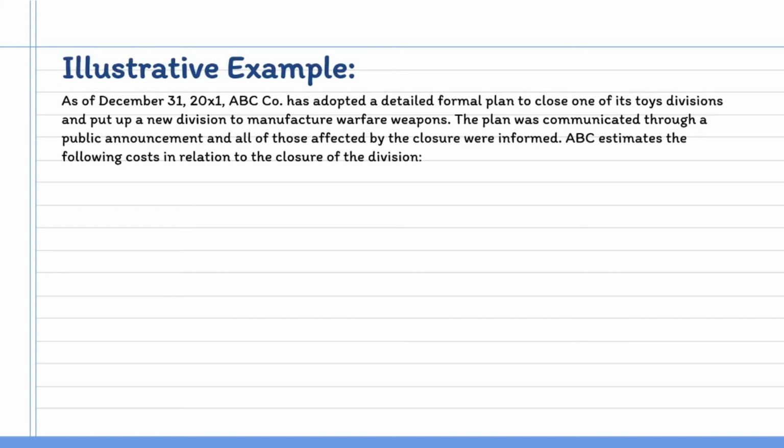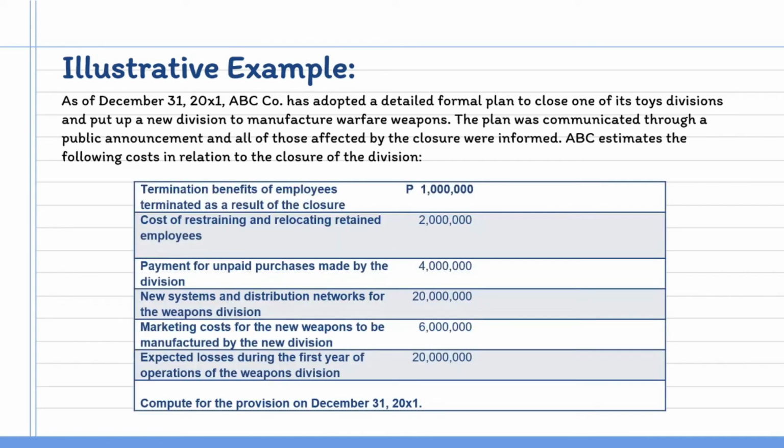Example. As of December 31, 20X1, ABC Co. has adopted a detailed formal plan to close one of its toy divisions and put up a new division to manufacture warfare weapons. The plan was communicated through a public announcement, and all of those affected by the closure were informed. ABC estimates the following costs in relation to the closure of the division. Kanina natin yan, babasahin sa isa.